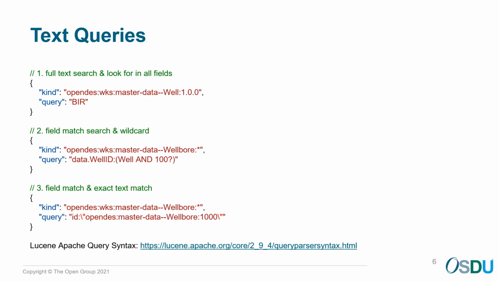In the first example, the search is for all wells that contain BIR in any field. Next, search for all wellbores where the well ID field contains both well and 100 plus something else. In the last example, we search for all wellbores whose ID matches the text, and it will return only one result.